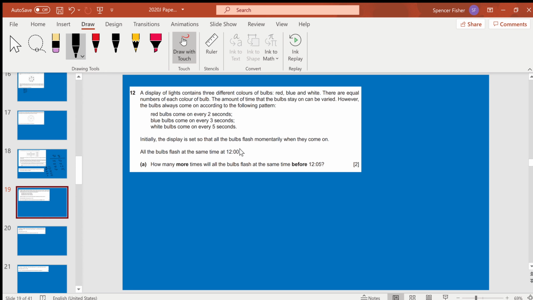So what we would need here is the least common multiple. The reason we need that is because that's when all 3 of these are going to flash at the same time. So we could say, are they all going to flash every 2 seconds? No. Every 3? No. Every 5? No. Okay. So what number is there that's going to be common to all of these?